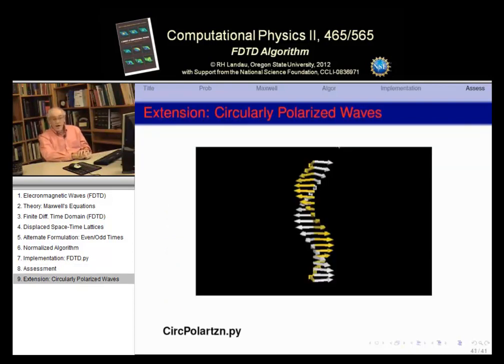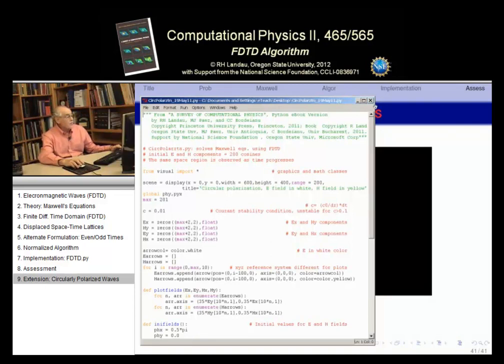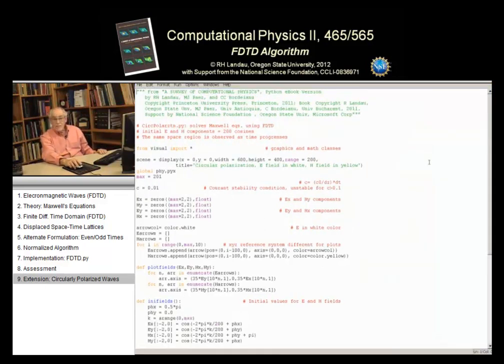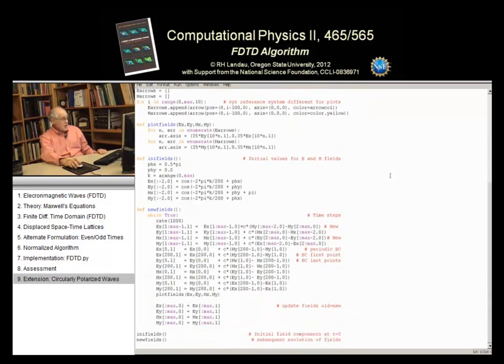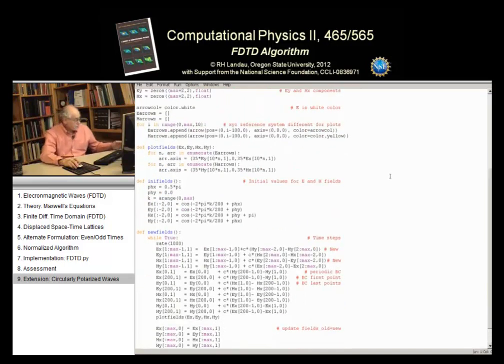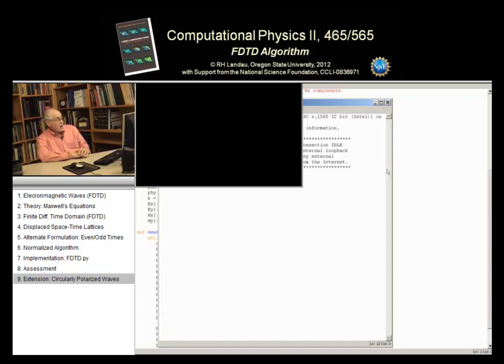So what else can you do? One extension is you can say, what about circularly polarized waves? We started off with the electric and magnetic fields together. What if we start off with them not together, somewhat out of phase? Well, we can do that. Here we give you the same code, but starting off with different initial conditions, the phase. It's just a phase question, that should produce circularly polarized waves, and if we run it, F5, it's running.